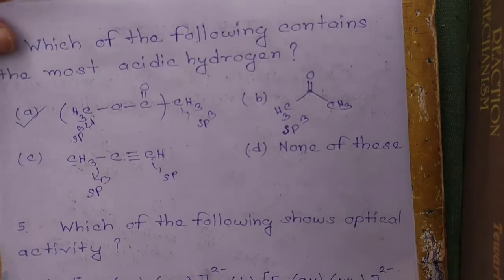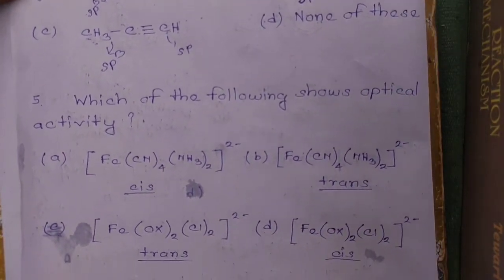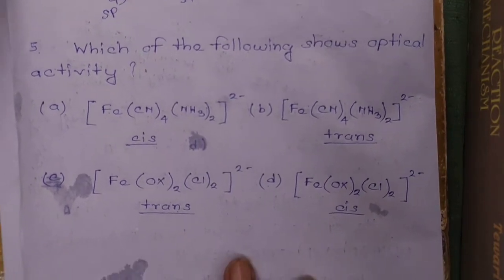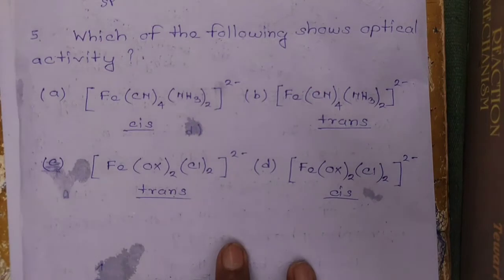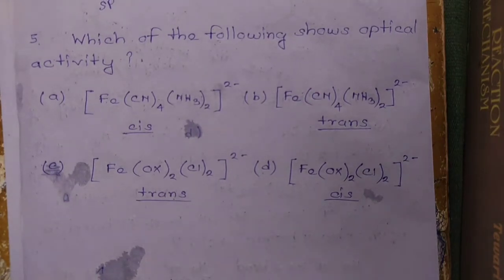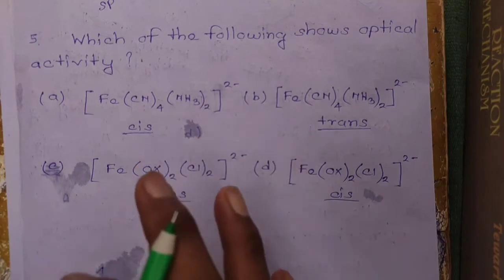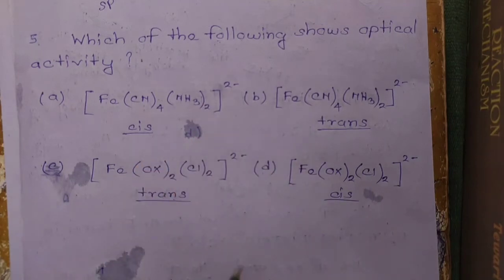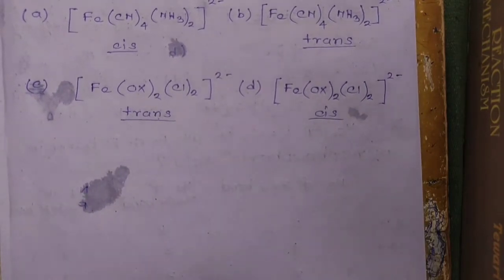Now we come to the fifth question, which is the last question of our discussion. Which of the following shows optical activity? Now we have four options. So first of all, we draw all the four options so that we can easily answer this question.